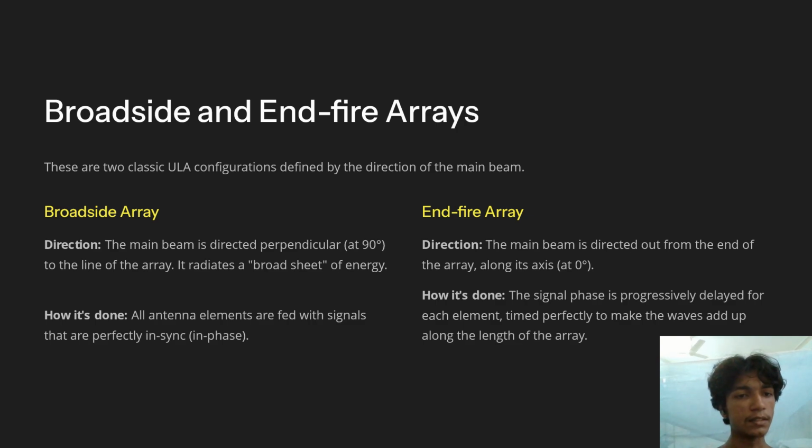Broadside and endfire arrays. In a broadside array, the main beam is directed perpendicular to the line of the array. It radiates a broad sheet of energy. In an endfire array, the main beam is directed out from the end of the array along its axis.